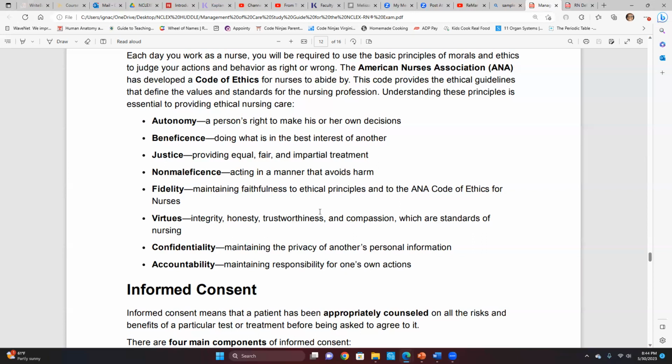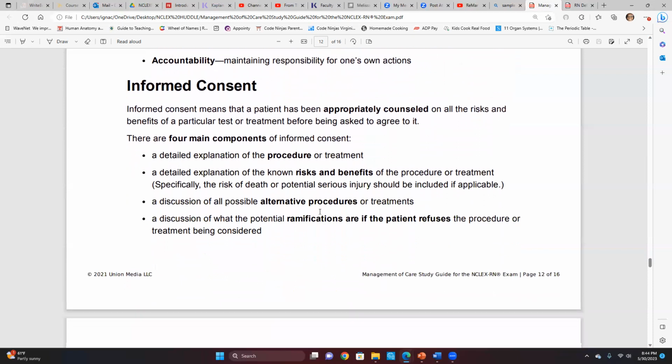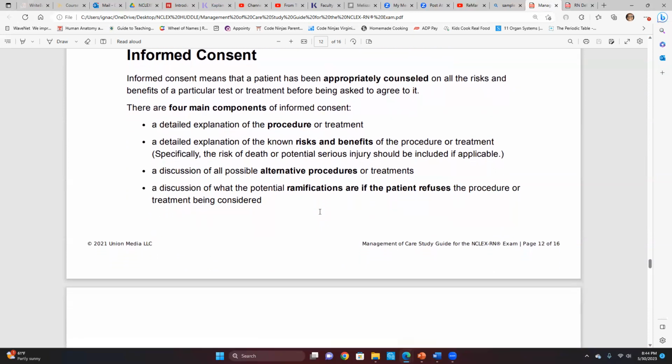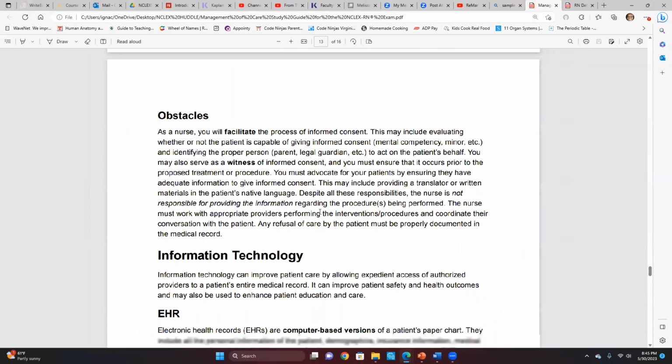Confidentiality, we talked about with HIPAA, and then accountability, we have to be accountable for our actions. Okay, so informed consent, we kind of mentioned before, and that informed consent has to be in the patient's record, and it tells what the treatment or the procedure is, the risks, the benefits, any alternatives, and if the patient refuses, what could happen. And of course, with a procedure, they can say that there's always a risk of death, right? That's one of the things if your patient's having a procedure.